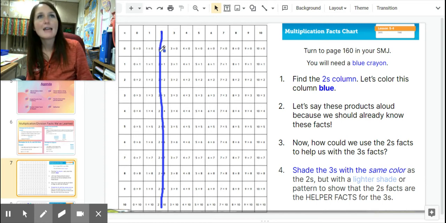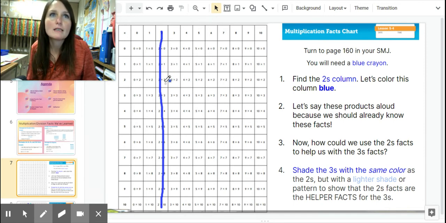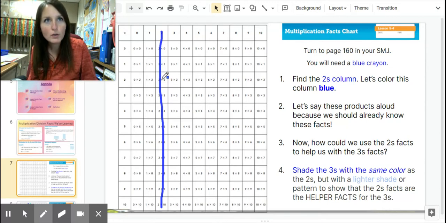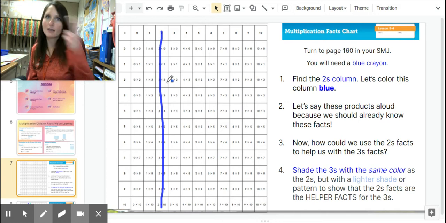Well, I could just add another group. If 2 times 0 is going to be 0, 3 times 0 is also going to be 0. If I do, let's say, 2 times 2, that's 4. Well, for 3 times 2, I can just add another group of 2 because that's a number that's the same. So this is 4, 2 more is 4, 5, 6, right?